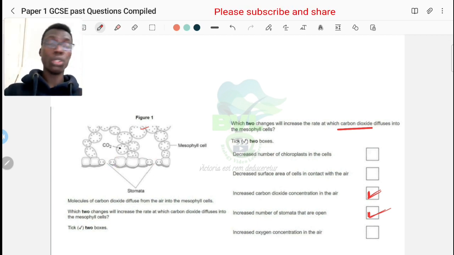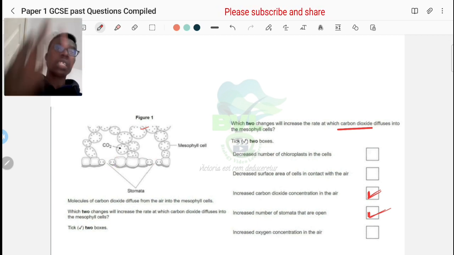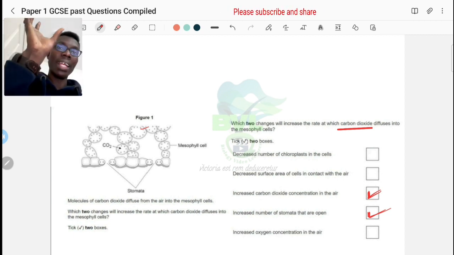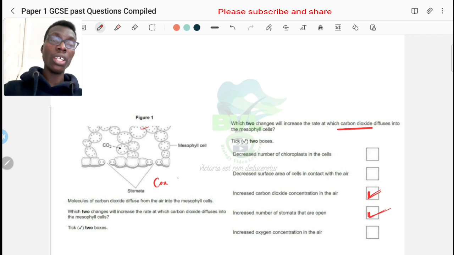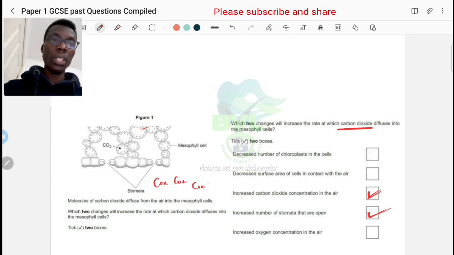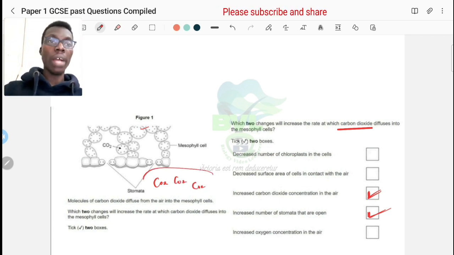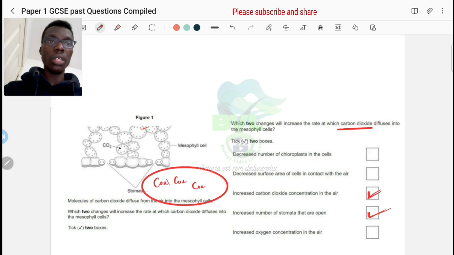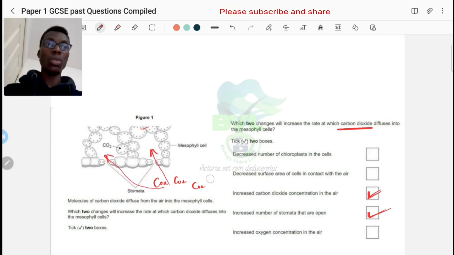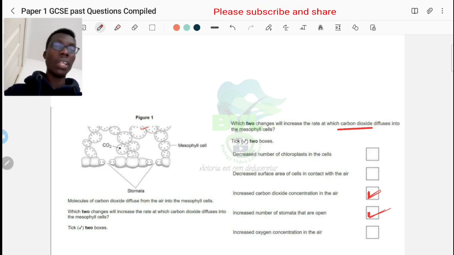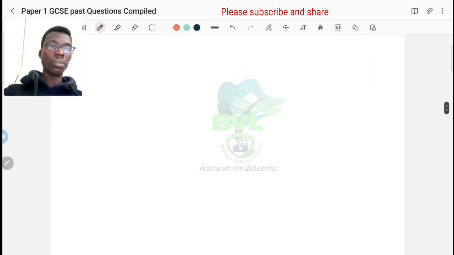All right, so if you have more stomata open, that means there are more holes through which air can go in. Then secondly, if you have more carbon dioxide outside, you will agree with me that diffusion is from an area of high concentration to an area of low concentration. So easily, carbon dioxide can just diffuse in once you have more of it outside. All right, that makes sense there.